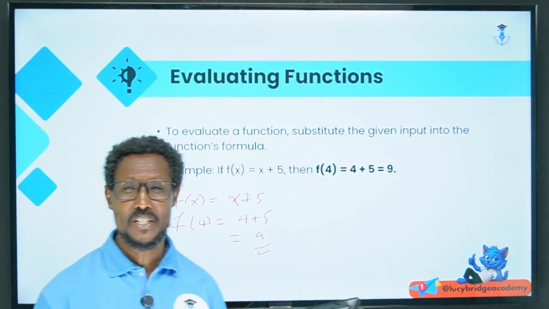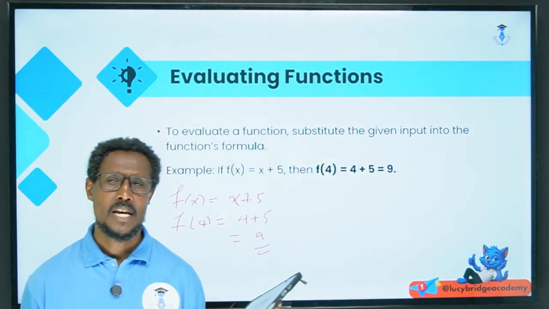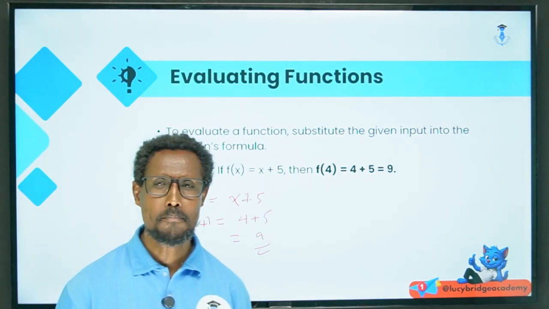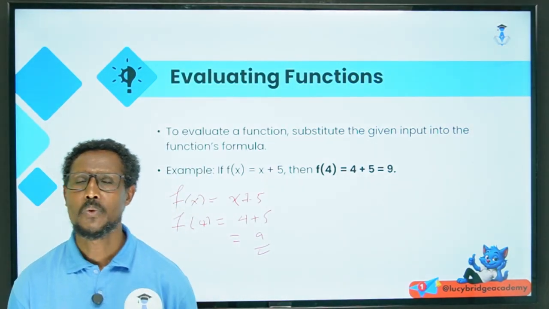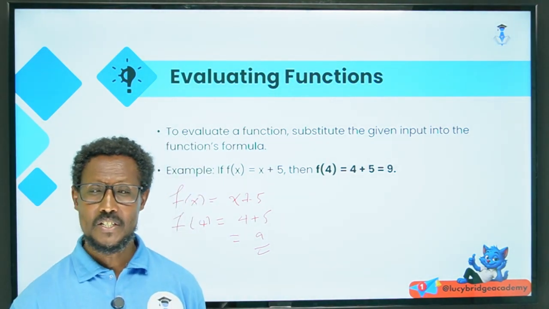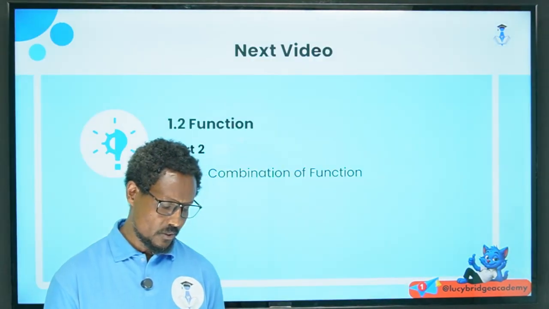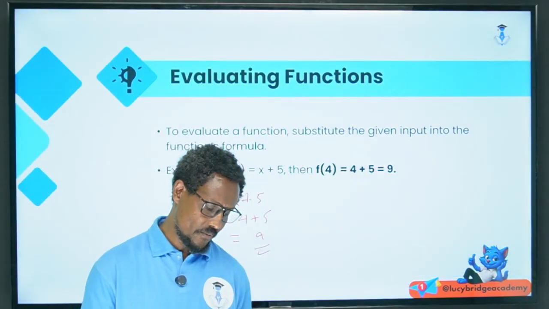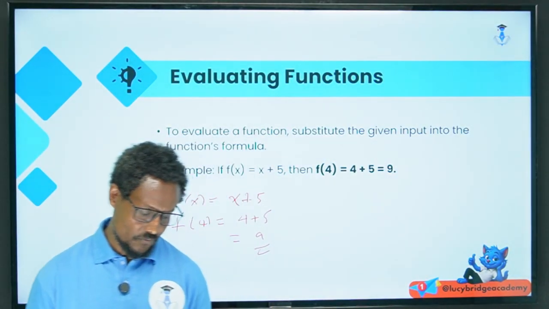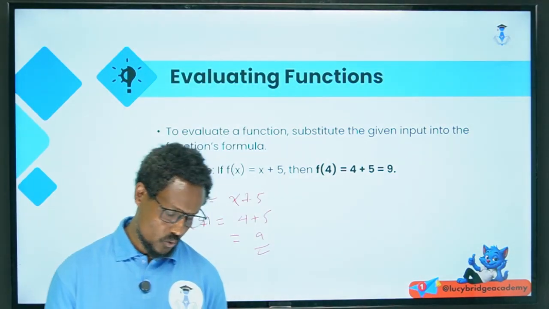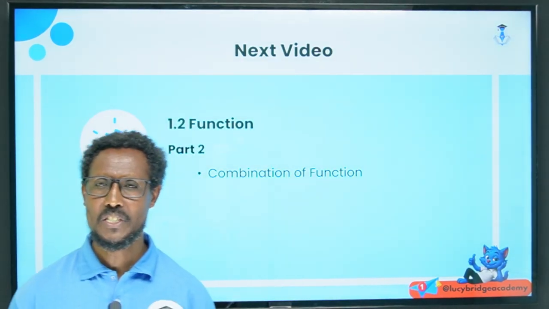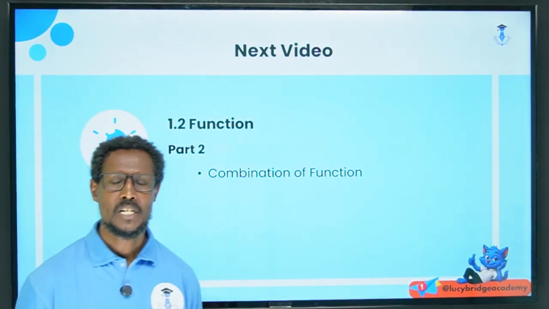This is all for today. We have defined function. Function is a relation. No two ordered pairs have the same first component. And again, we tried to identify the domain and range of a function, and to see the functional value of a function. In the next video we will see how to find the combination of functions.